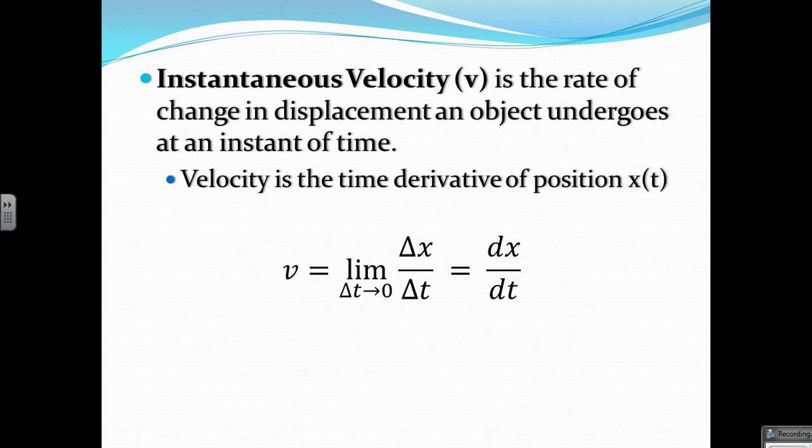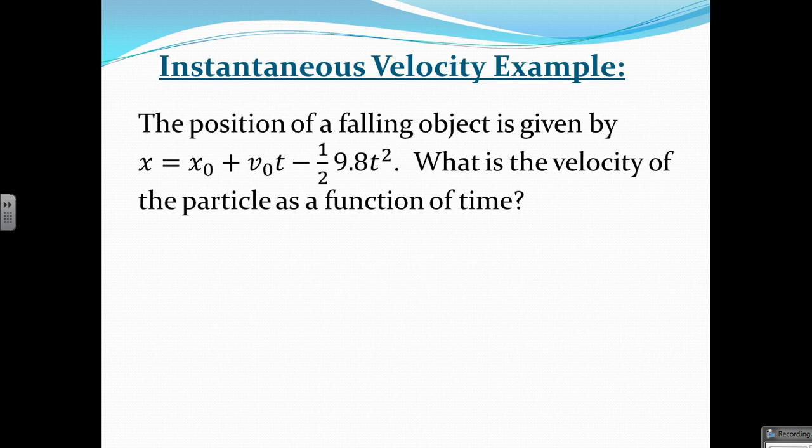So here we have the limit as time goes to 0 of delta x over delta t. Meaning that time is going to 0 is the same way of saying that we're taking the derivative of x with respect to t. So those two values really refer to the same mathematical operation here, and that's how we look at instantaneous velocity. Let's do an example of this.